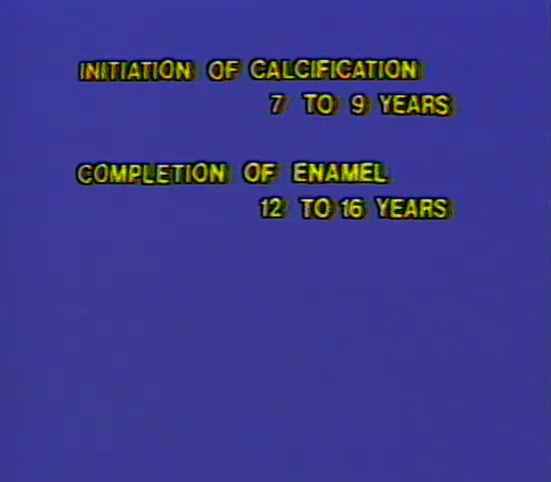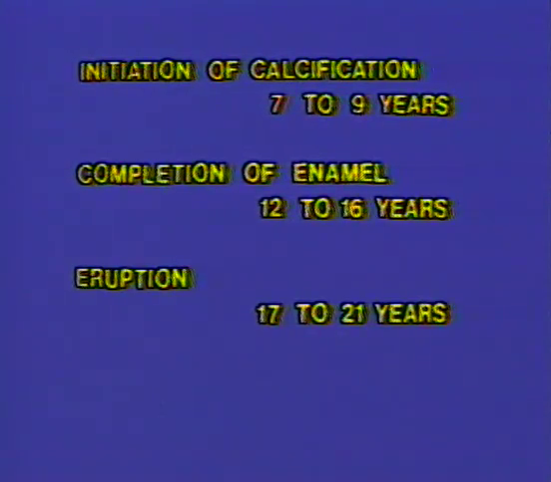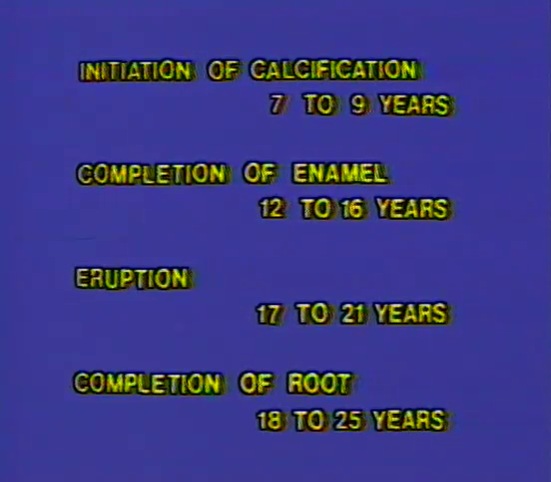The first evidence of calcification of these teeth is between 7 and 9 years. The enamel layer is completed between the 12th and 16th year, with eruption usually occurring between the 17th and 21st year. Root formation is completed between the 18th and 25th year.